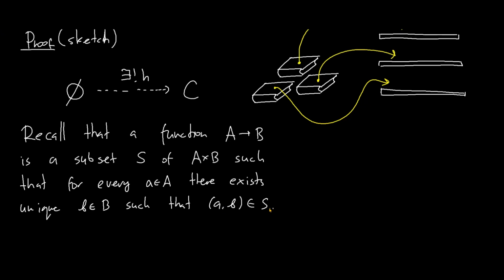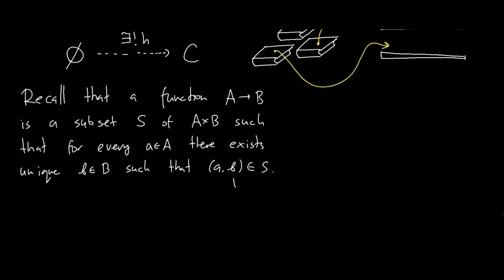Every book has to be placed on a unique shelf. You can't place the same book on two different shelves, right? And you can't not place a book either. Every book has to be placed somewhere. Moreover, every book has to be placed in exactly one shelf. So that's what we're saying here: for every A, there exists unique B. And I'm encoding this information of which book went into which shelf by a set of ordered pairs. So here are the books, here are the corresponding shelves. So that's what a function is in general.